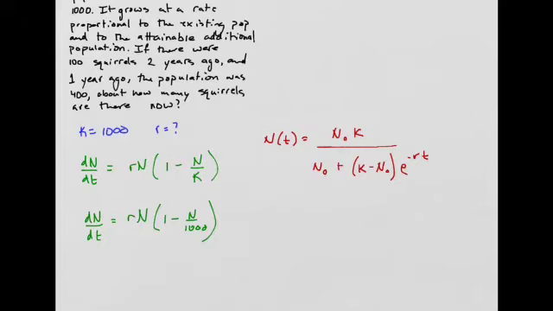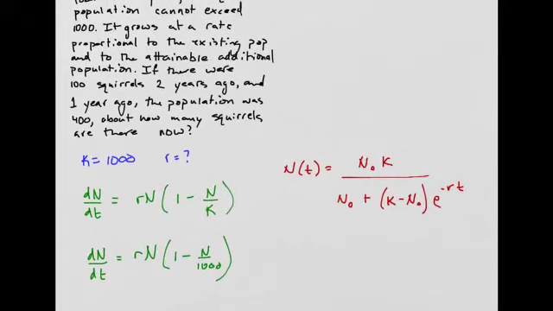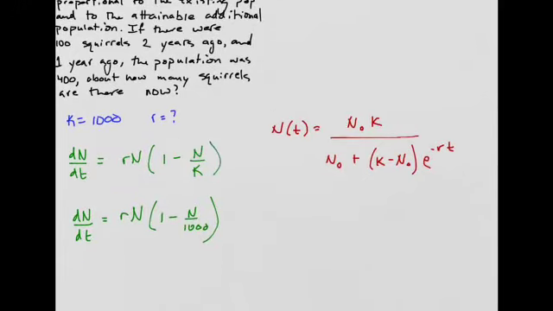So it's worded maybe a little bit different than what you're used to, because it's talking about the past. But it says, if there were 100 squirrels 2 years ago, that is what we're going to consider as N sub 0. So when t equals 0, that's what I'm going to write down. When t equals 0, N of t equals 100.